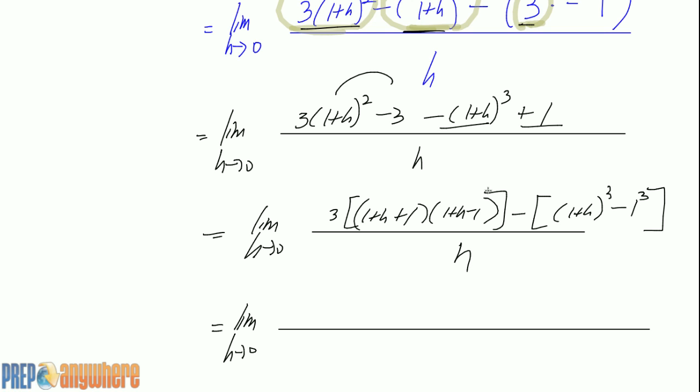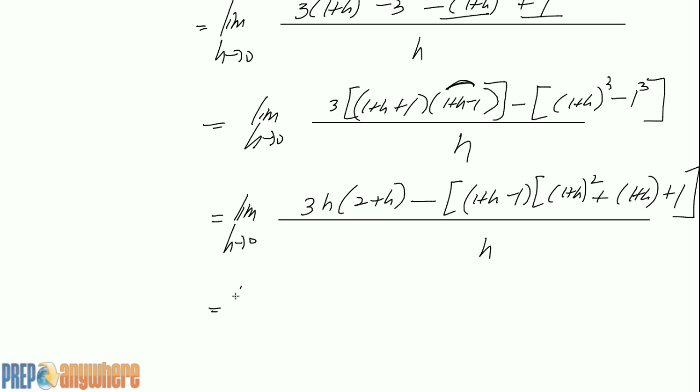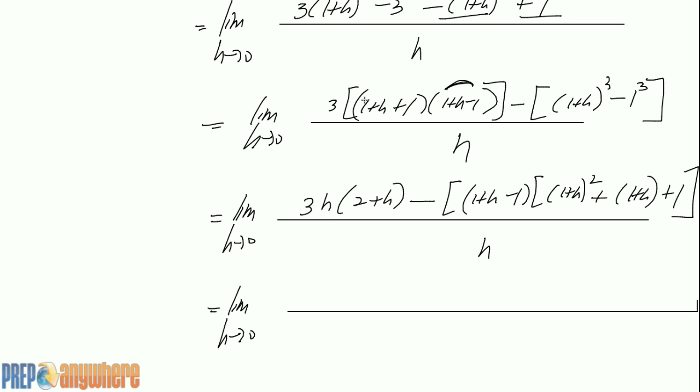Note that right here I get exactly h, so I'm just going to write 3h times 2 plus h. But factor that, I get 1 plus h minus 1, times 1 plus h squared, plus 1 plus h plus 1 squared. Do you see that that's also h?